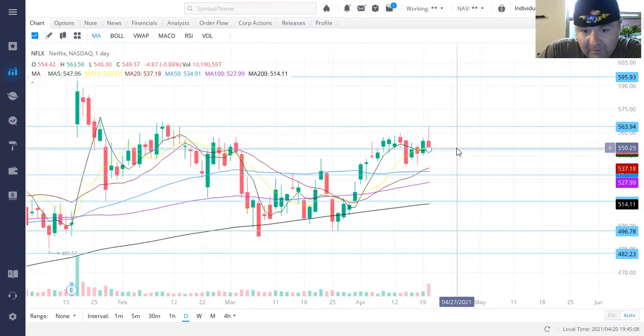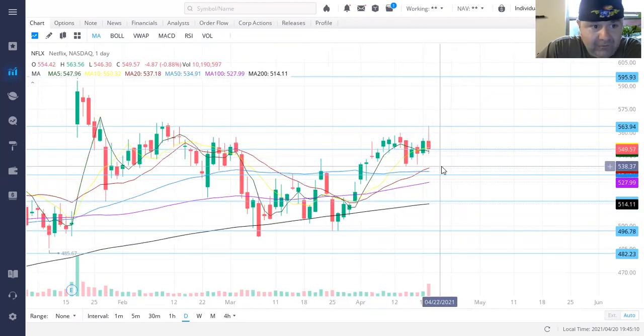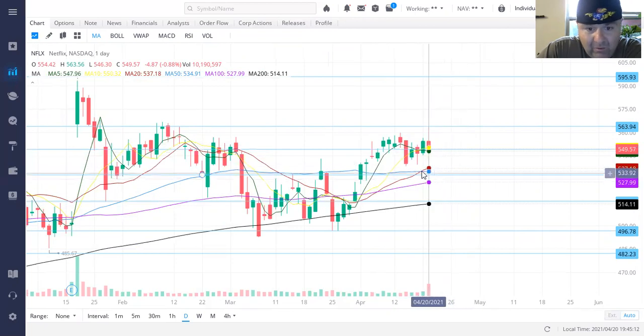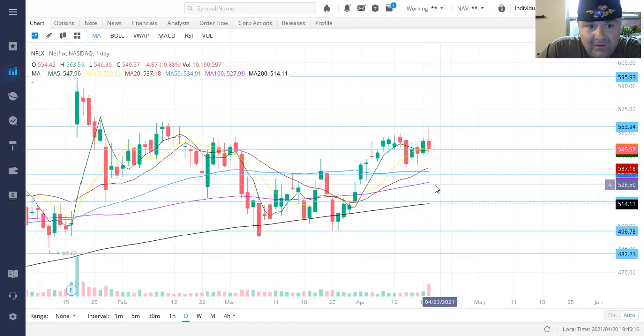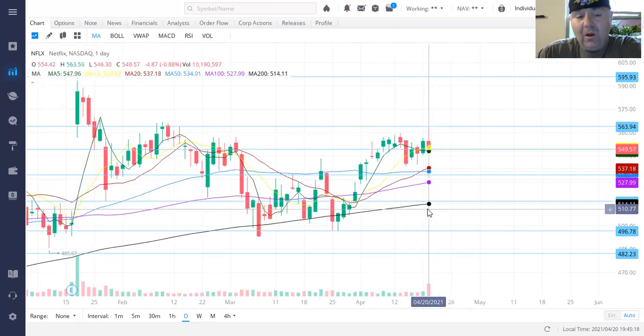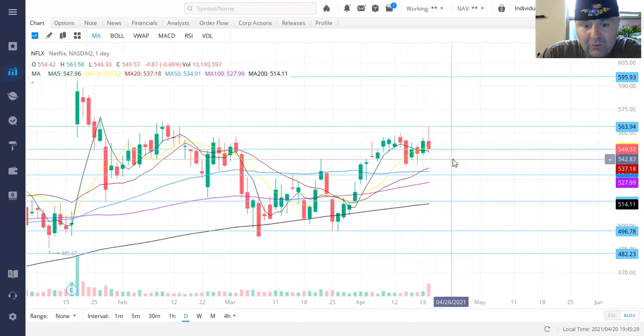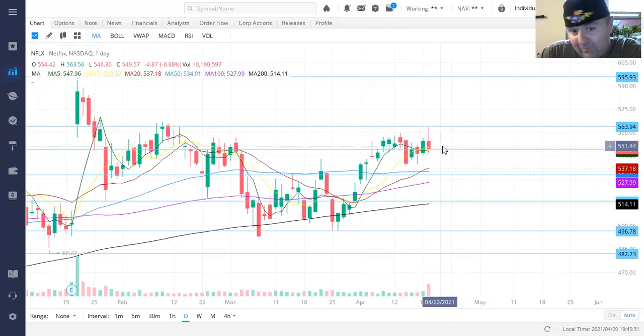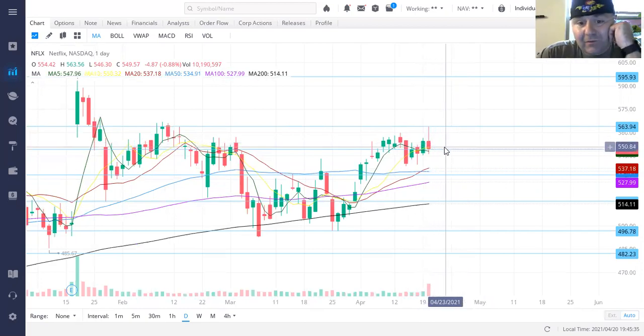So as we see with Netflix, we're above the 50, we're above the 20, we're above the 100, we're above the 200. So, you know, this stock is definitely not in any hurting position. All right, it's definitely been lower than this multiple times. Okay, so I don't see this trending too drastically down.